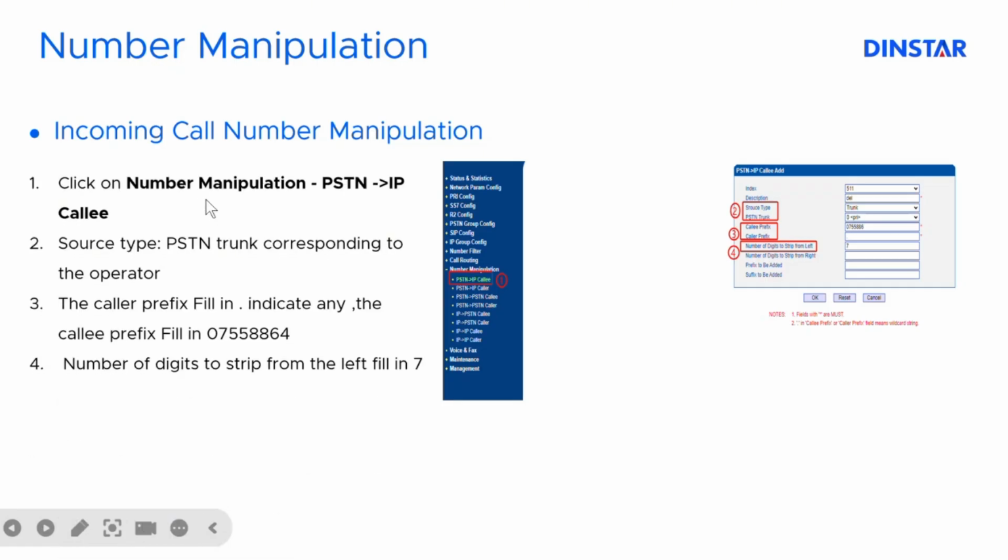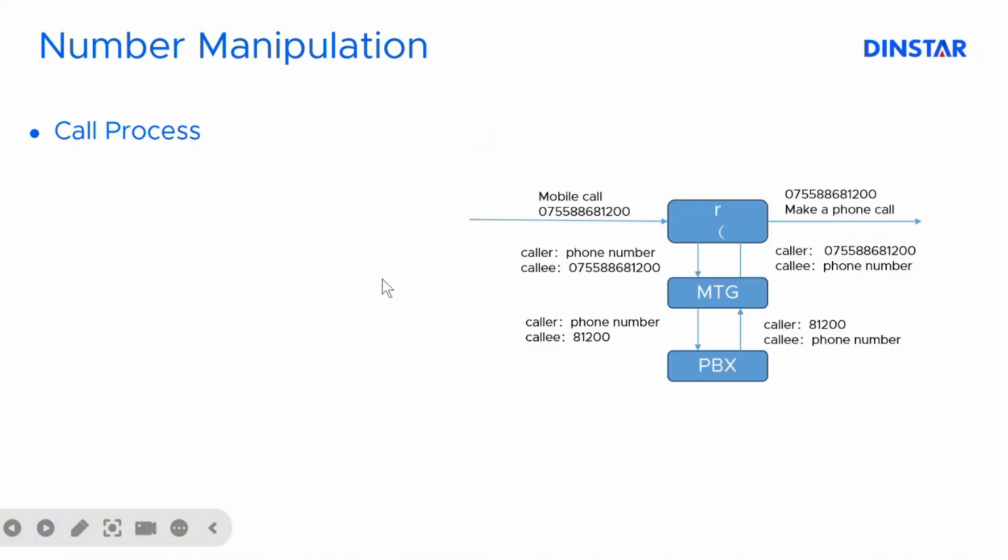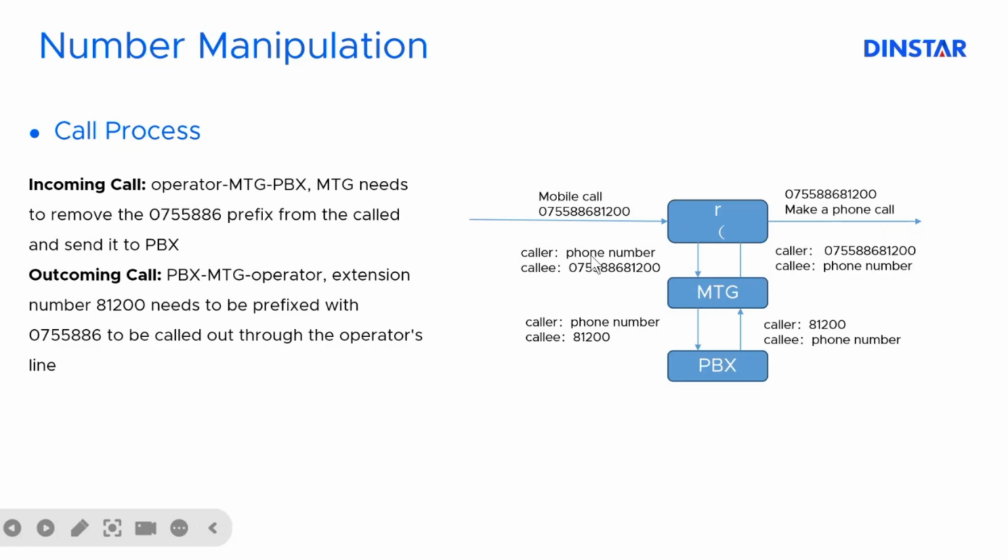Let's start with the incoming call configuration. First, you need to go to number manipulation and choose PSTN to IP calling. In this scenario, we need to change the calling number, because people always use mobile calls, and the call comes into the MTG, and we need to remove this prefix in the MTG.